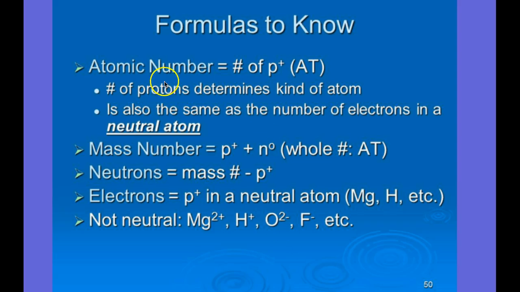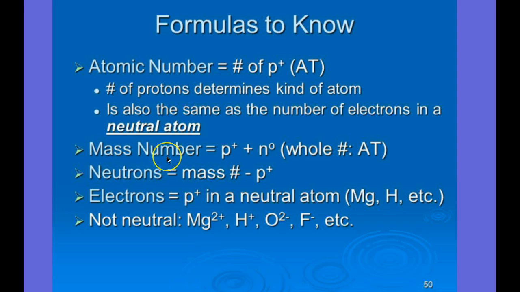So formulas you need to know. The atomic number is always equal to the number of protons. AT stands for always true. So the number of protons determines the type of atom it is. It's also the same as the number of electrons in a neutral atom. So protons equal the number of electrons if the atom is neutral.